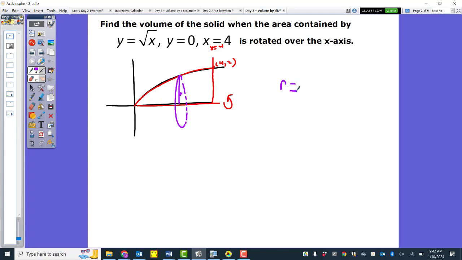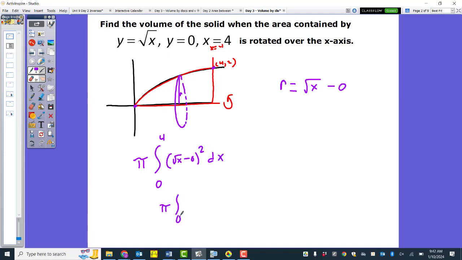Now in our problem, what does r represent? R represents the distance from the function to the axis. So we'll say square root of x, our function, minus our axis, which is 0 in this case. Now we can set up our volume to be pi times the integral from 0 to 4, because that's where we have our intersections, from 0 to 4. That's our axis there, of r squared, square root of x minus 0 squared dx.